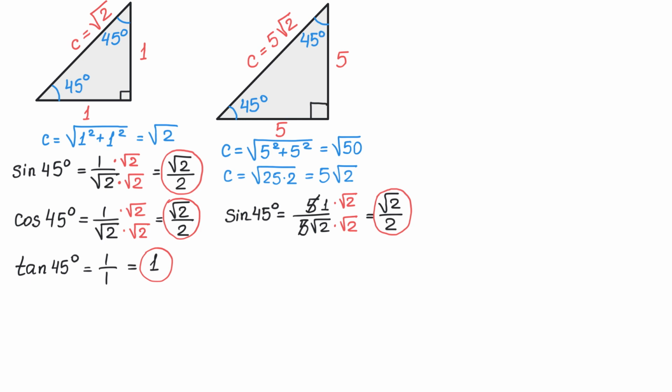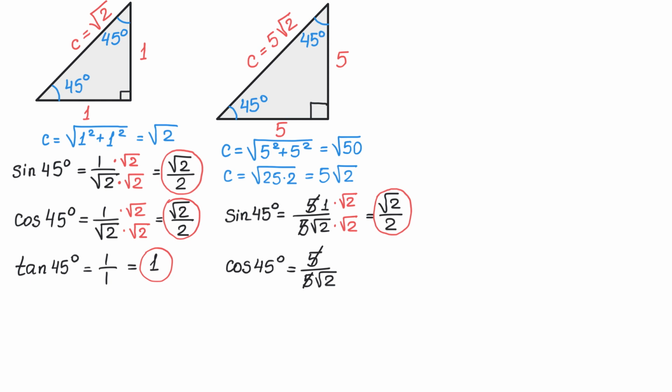So as you see in both these examples, we got that sine of 45 degrees is square root of 2 over 2 regardless of the lengths of the sides of these triangles. Now let's also find the cosine and tangent. The cosine function by definition is the adjacent side divided by hypotenuse. And in this triangle, that is also 5 divided by 5 square root of 2.